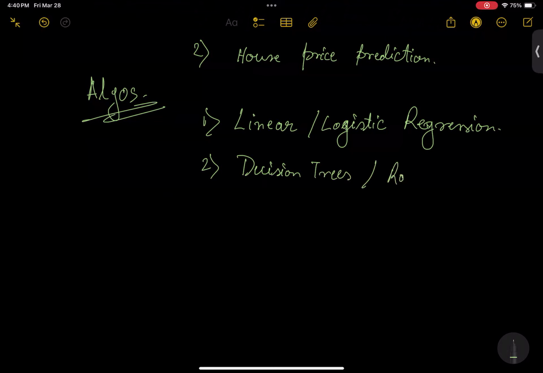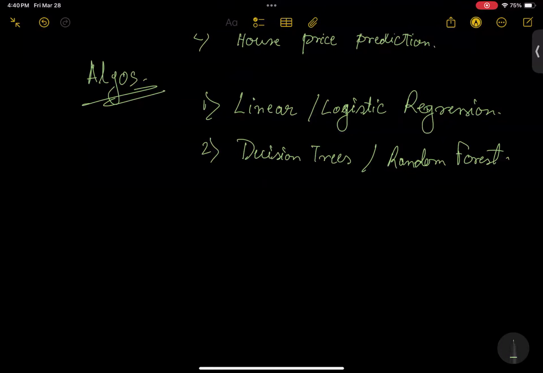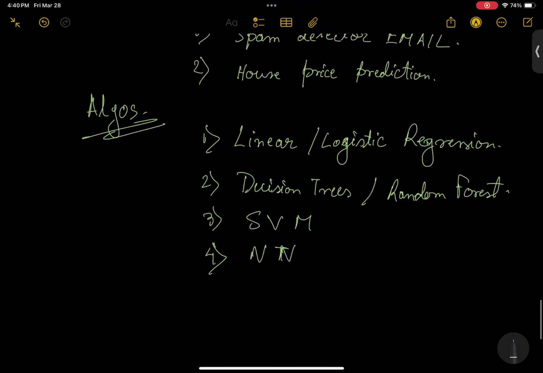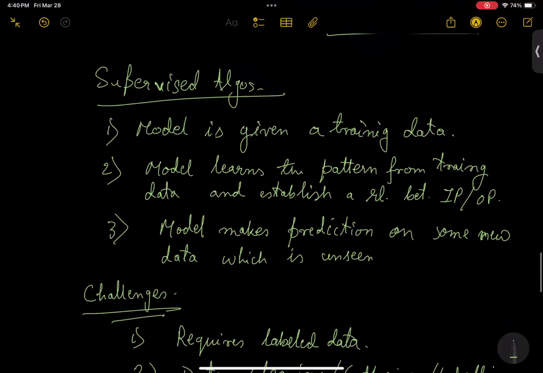Let's say random forest. Third is called support vector machine. Fourth is a neural network. We'll go to neural networks later. But these are certain common examples of some supervised machine learning algorithms.